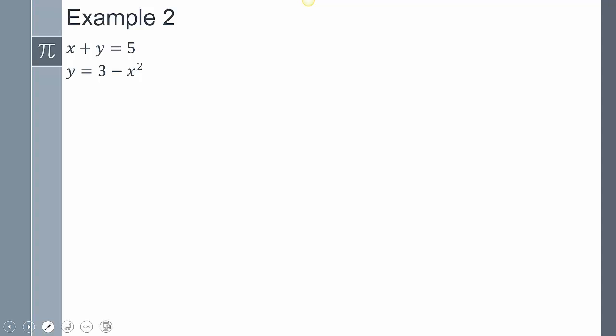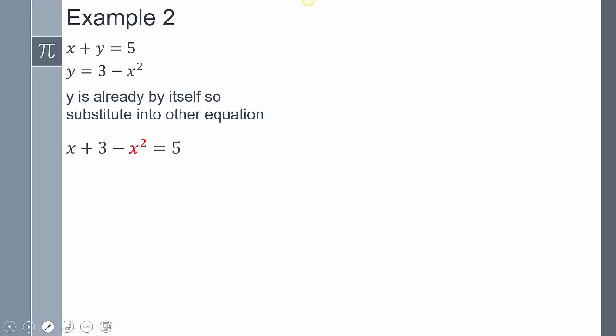Example number 2. This is going to be a line and this is going to be a parabola. Now my y is already by itself, so I can just substitute it into the equation. This piece right here is what's being substituted in. And so I get x plus 3 minus x squared equals 5. Now I just want to turn this into standard form. So I rearranged it, put the minus x squared first, then the plus x, then the 3, and that equals 5. Then I could subtract 5 on both sides.